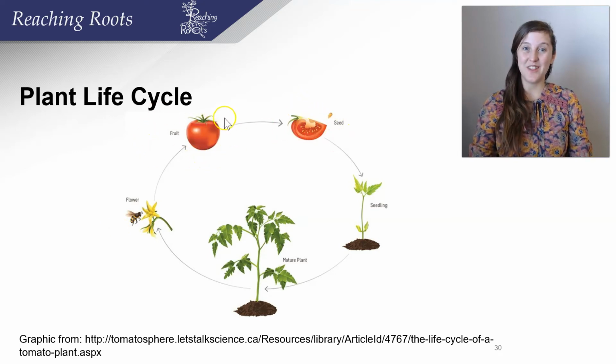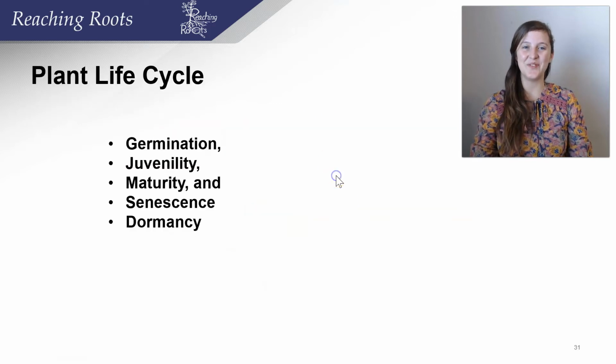Inside tomatoes there are seeds. That seed can be planted, a seedling will develop, that seedling will develop into a mature plant, which will flower. Honeybees will help pollinate that plant, and it will eventually grow into a fruit, which has seeds inside, and the cycle can continue. We're going to go over each of these steps: germination, juvenility, maturity, senescence, and dormancy.